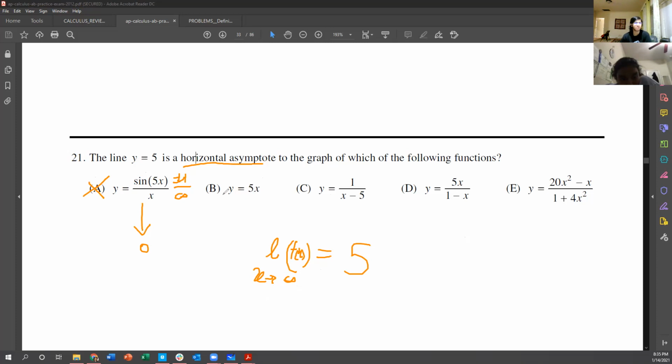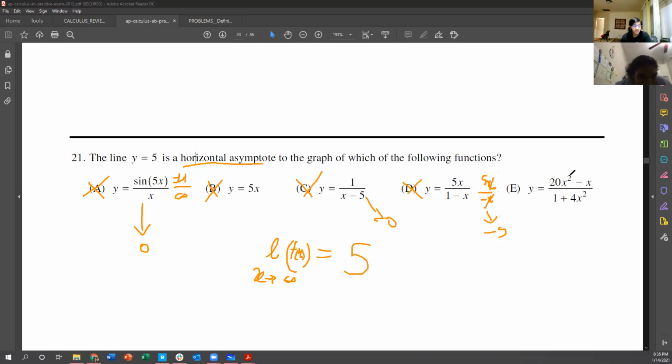For y equals 5x, we know what that looks like. That's nowhere near the correct answer. For this one, for very large values of x, you're going to get 1 over infinity, which is going to go to 0. So this is not the correct answer. For this one, you have 5x over negative x. So for very, very large values of x, this is going to go to negative 5. So this doesn't seem like the right answer, but it was a close contender.